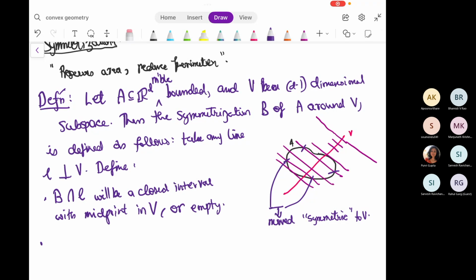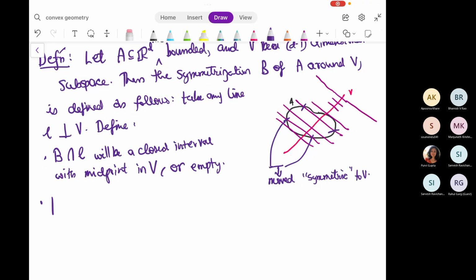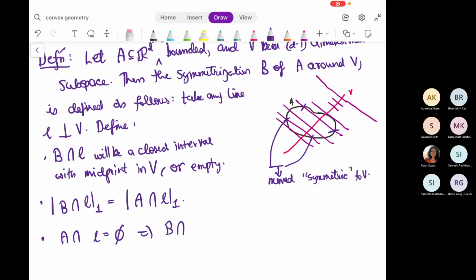And the second and more important criterion is that the one-dimensional volume of B intersection L will be equal to the one-dimensional volume of A intersection L. It will be adjusted so that the one-dimensional volume at each stage is exactly the same. And finally, the third one: if A intersection L is empty, then B intersection L will also be empty. So it's a kind of line by line symmetric adjustment of A around a particular hyperplane.